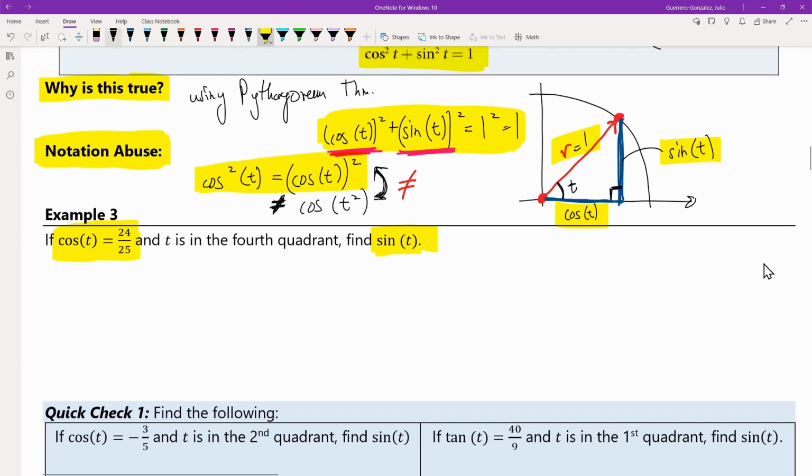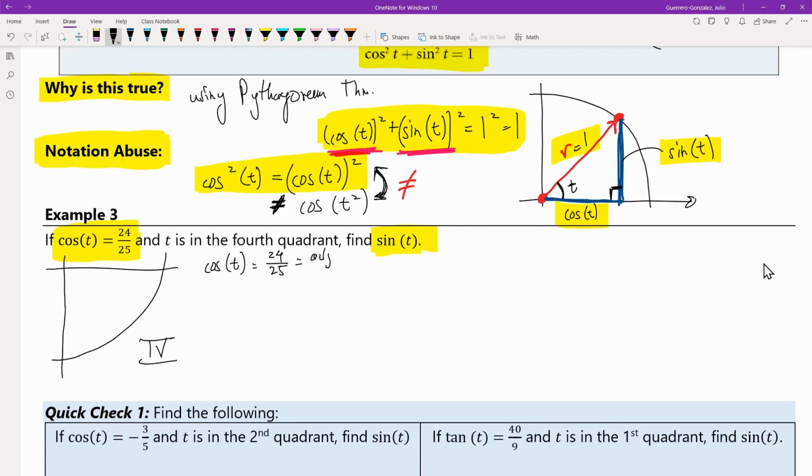Step one, I'm going to make my fourth quadrant. Here's my fourth quadrant, quadrant 4. We know a couple things. Cosine of my angle t is going to be 24 over 25, and cosine is adjacent over hypotenuse.